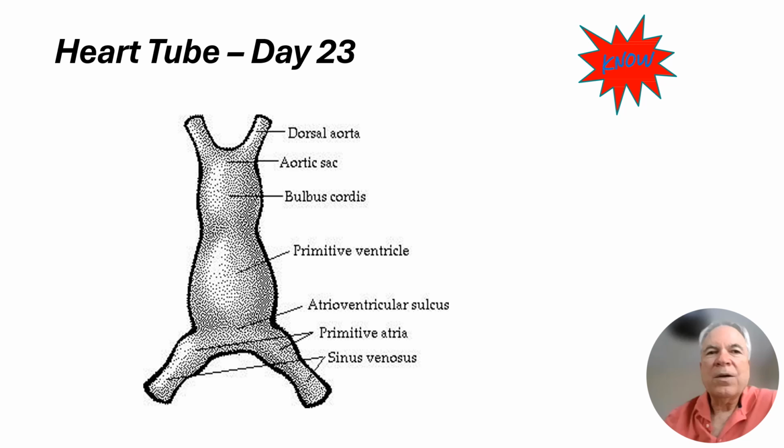So again, we have the heart tube, we have the sinus venosus, where the venous connection occurs, and the atrioventricular sulcus, which is where the valves eventually form between the atrium and the ventricle. You have the ventricle, you have the bulbus cordis, the development of the aorta, and then the dorsal aorta over here.